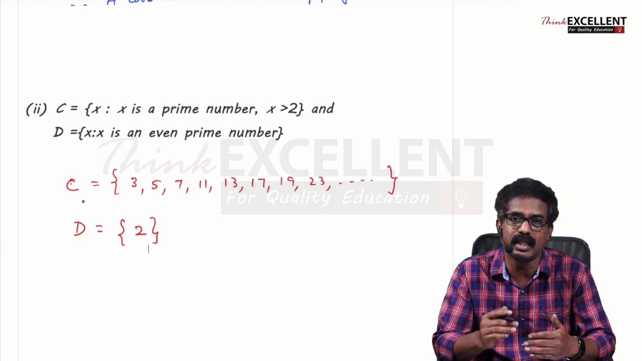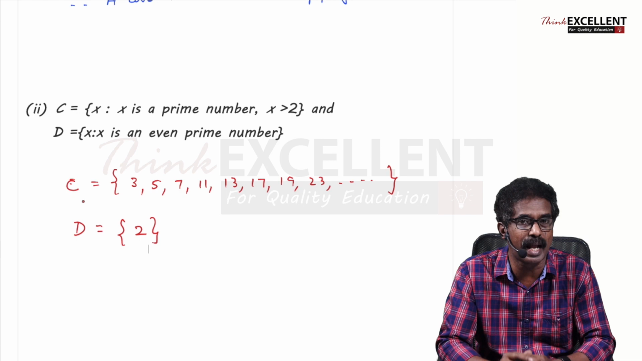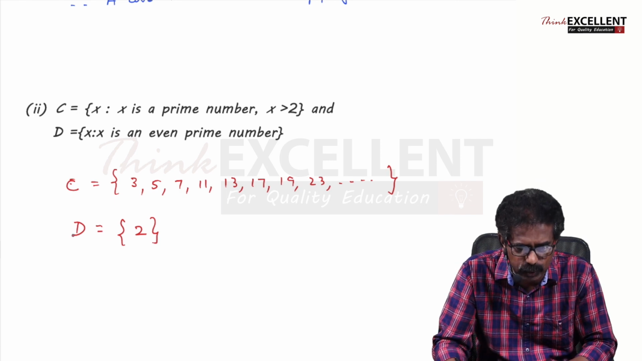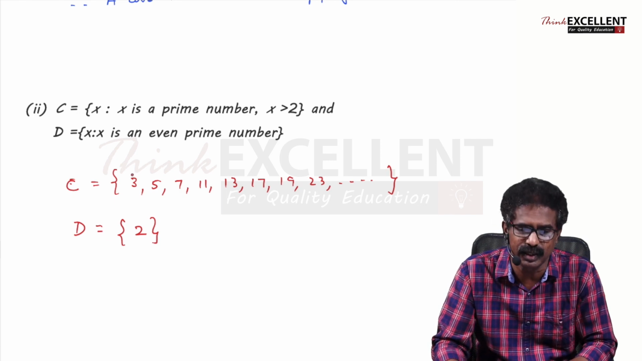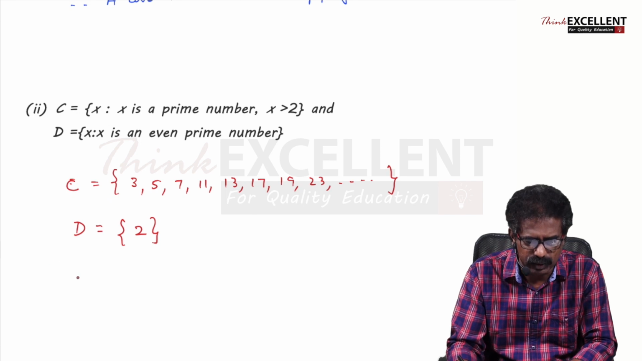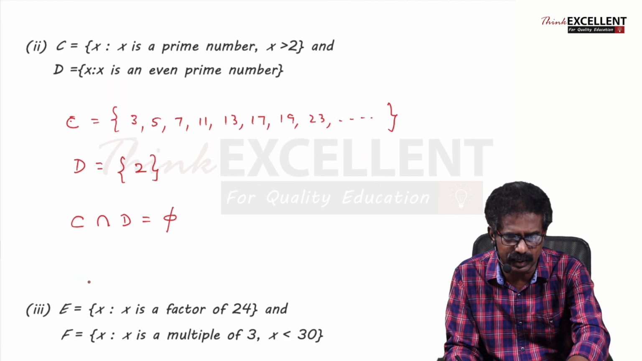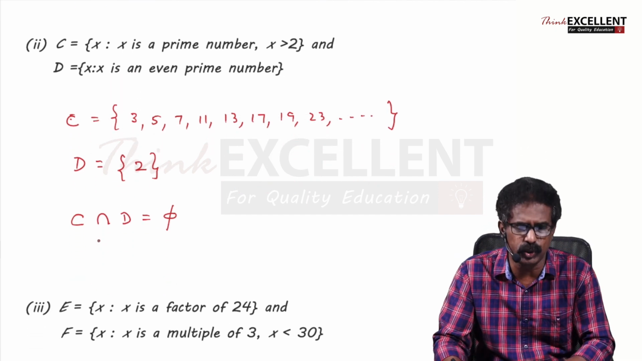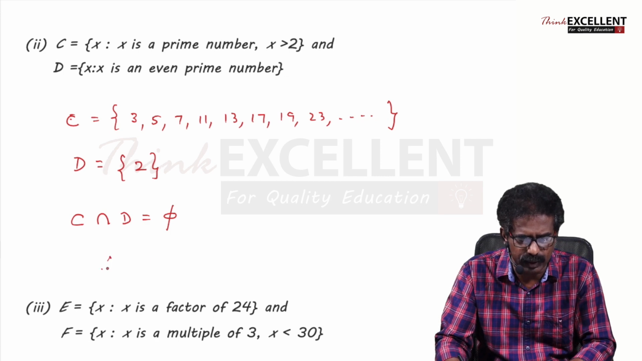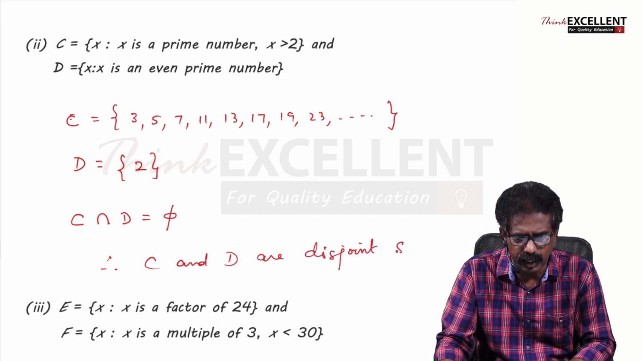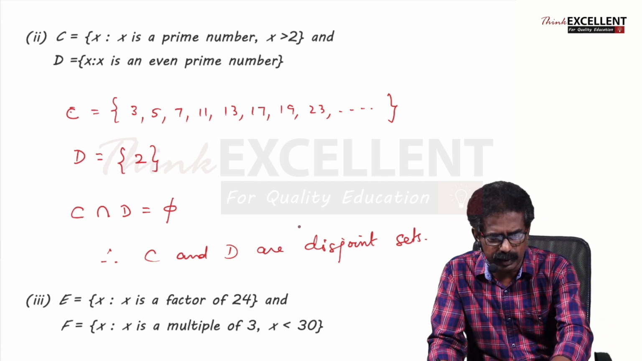Now we want to check whether they are disjoint or overlapping. See, anything common? Here 2 is there, but in the other set 2 is not there. So nothing is common. So that is C intersection D equal to the empty set. This is a symbol we will study in detail in the next class. Nothing is common, that we show like this, okay? So therefore C and D are disjoint sets.